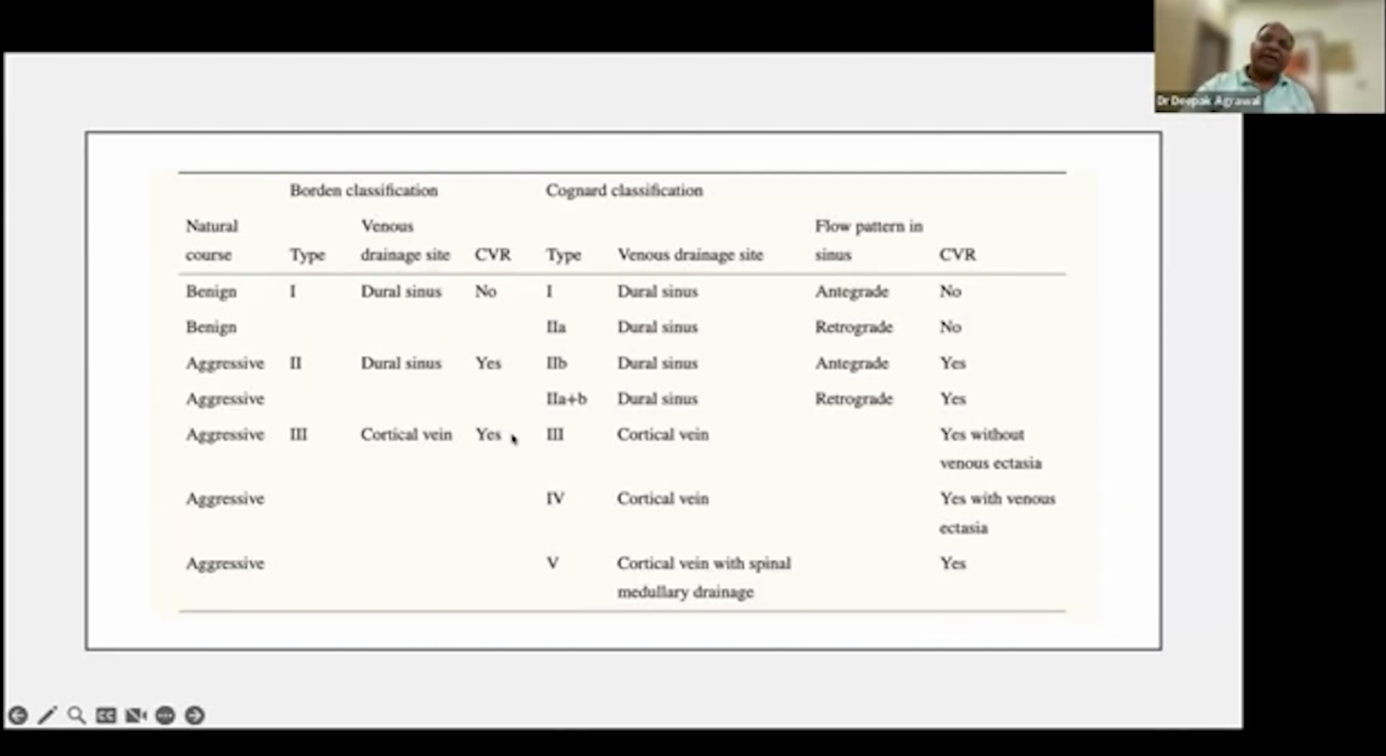So there are two common classifications, as opposed to what Manjul showed. So many classifications there. We have just two classifications for dural AV fistulas: the Borden and the Cognard classification. What is important to know here is that type 1 in both and type 2 in the Cognard are the ones without, I would say, venous hypertension. These are considered benign lesions. Anything else is considered a more aggressive dural AV fistula.